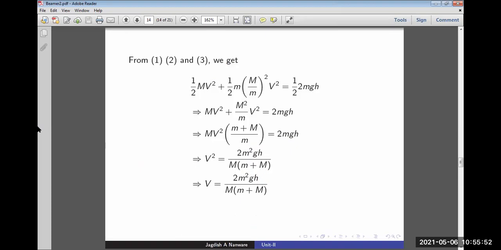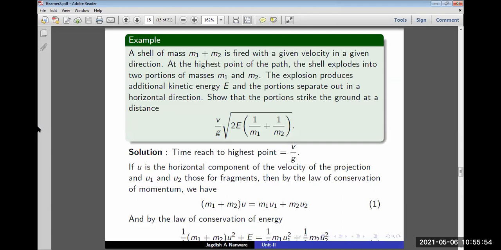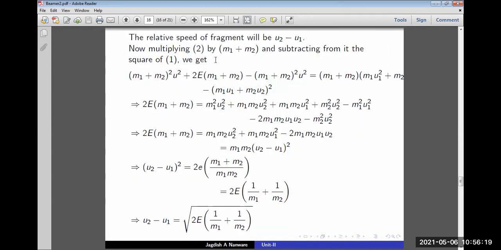So it is like this. This is equation 2. We have to multiply it by m1 plus m2 and then subtract it from equation 1. After multiplying by m1 plus m2 on the left-hand side and similarly on the right-hand side, and then subtracting, we get (m1 plus m2) square u square plus 2 times E (m1 plus m2). So simplify further. This is a simple calculation. You can do it very well.